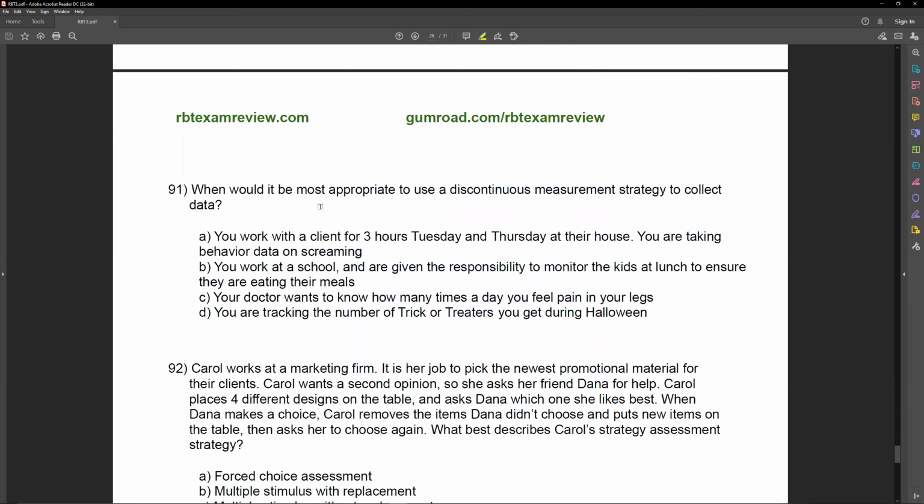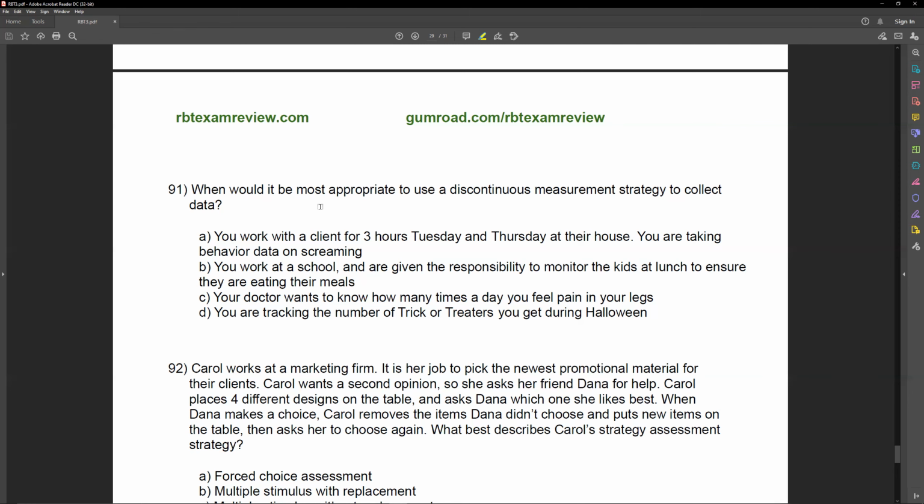Okay, 91. When would it be most appropriate to use a discontinuous measurement strategy to collect data? Okay, so we're looking for the time where we want to use discontinuous measurement. What are our 2 types of measurement? Continuous and discontinuous. Continuous, we're recording every instance of a behavior. Discontinuous, we're only capturing certain segments, certain intervals, okay? So if we're looking for the most appropriate time to use discontinuous measurement, we're going to be looking for a situation where we're only going to need to capture certain intervals, okay? Or where we're not capturing every single instance of a behavior.